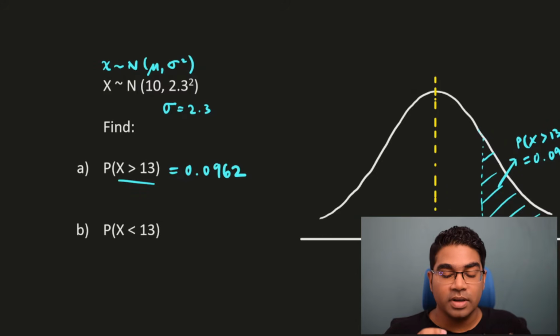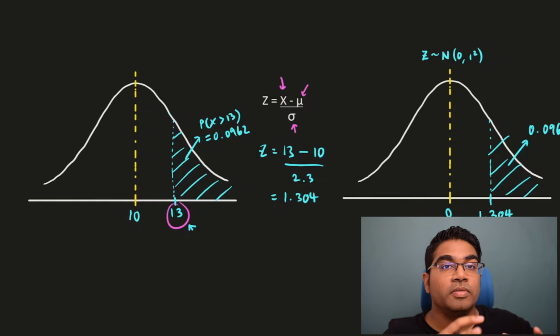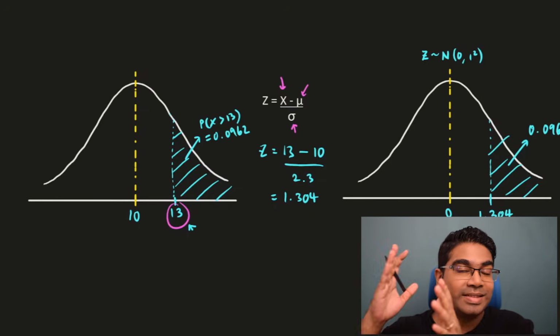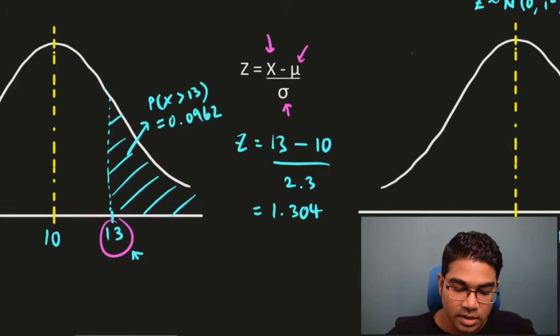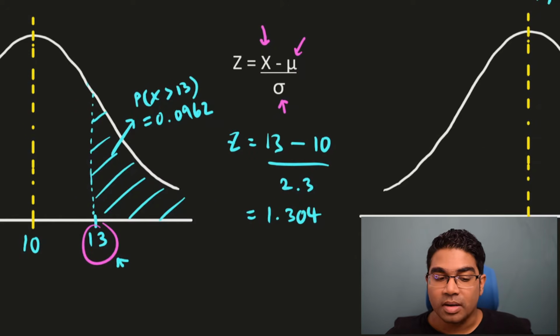So this is the concept here. We find the area, but in order to get the values of the area using the Z table, we need to convert our normal distribution to a standard normal distribution using this particular formula. Z is x minus mu over sigma, minus mean over the standard deviation.